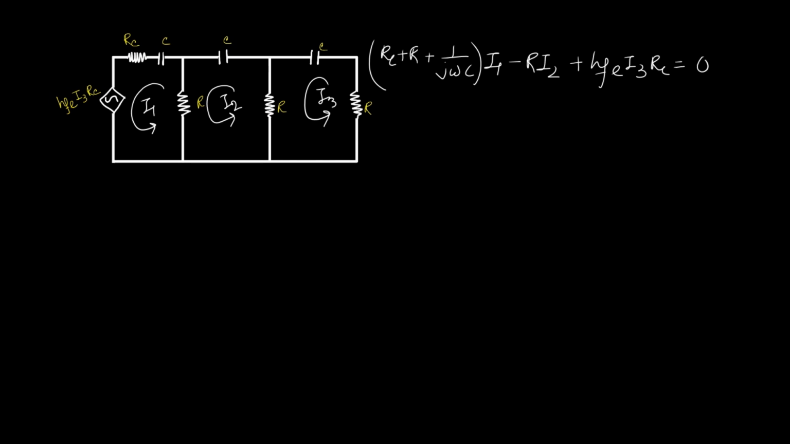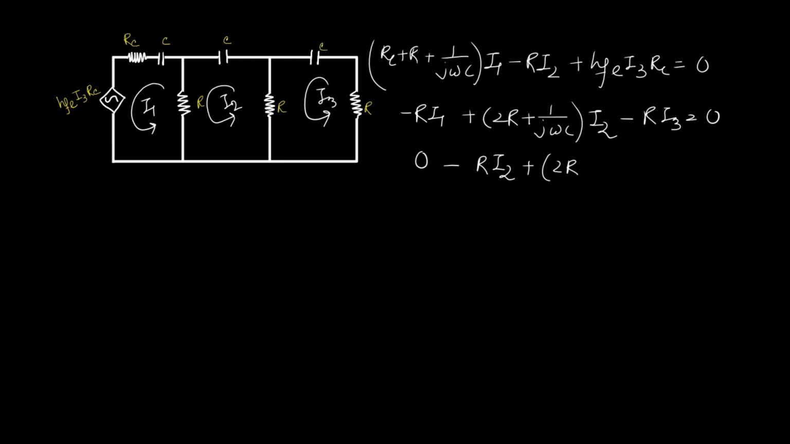The second equation is minus R I1 plus (2R plus 1 by jωC) I2 minus R I3 equals to 0. And the third equation is 0 minus R I2 plus (2R plus 1 by jωC) into I3 is equal to 0. So now the three equations are converted into matrix multiplication form.